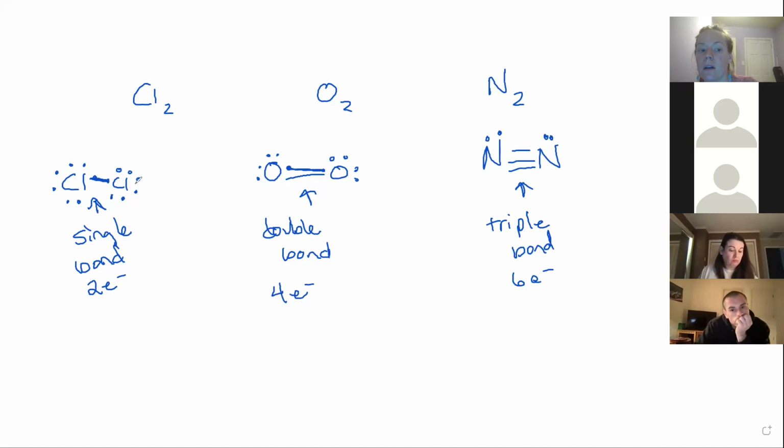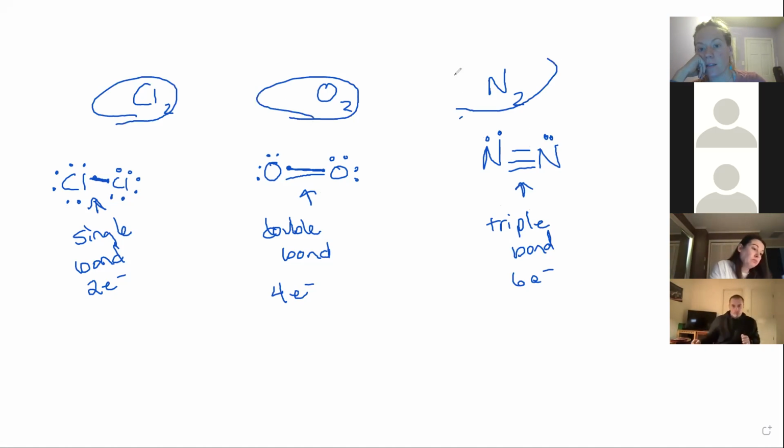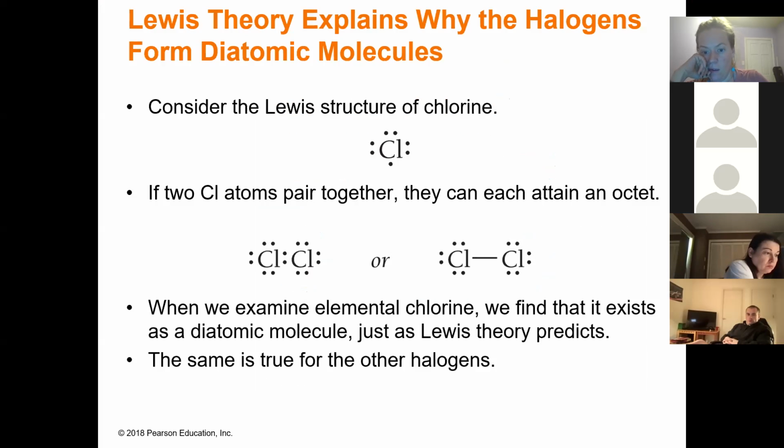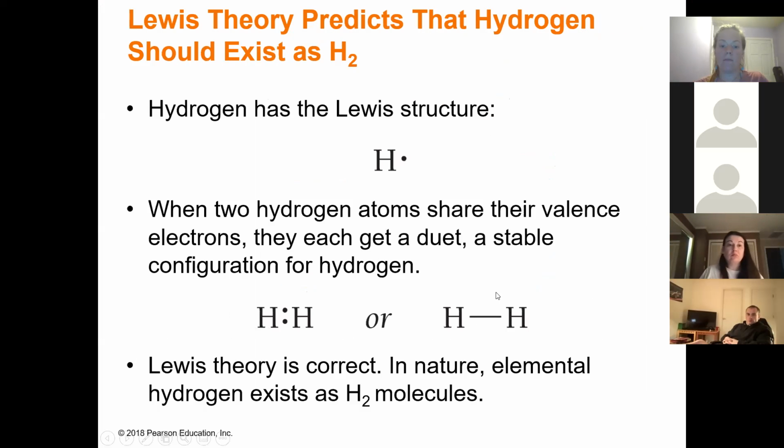So single bonds are usually what you're going to see, but sometimes we get double bonds and sometimes we get triple bonds. And again, I will show you when to apply double and triple bonds. But this is why we find these things as diatomics, because when they stick to themselves, or they stick to a buddy, they find a stable configuration. So there's our chlorine with our single bond, satisfied.